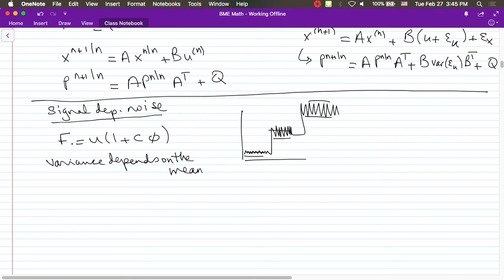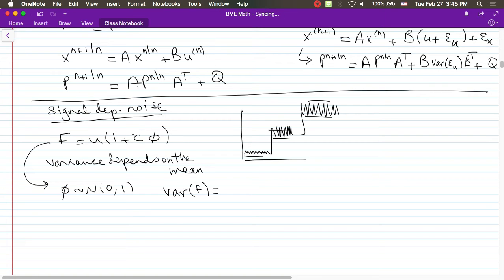And so I wrote an equation here. Force is equal to u times 1 plus c times phi. What I'm saying here is that there's a random variable phi. It's normally distributed with mean 0, variance 1. It's going to multiply your input u to give you force. So if I write now variance of force, say that these are scalars, what is that going to be equal to? Variance of this thing on the right side.